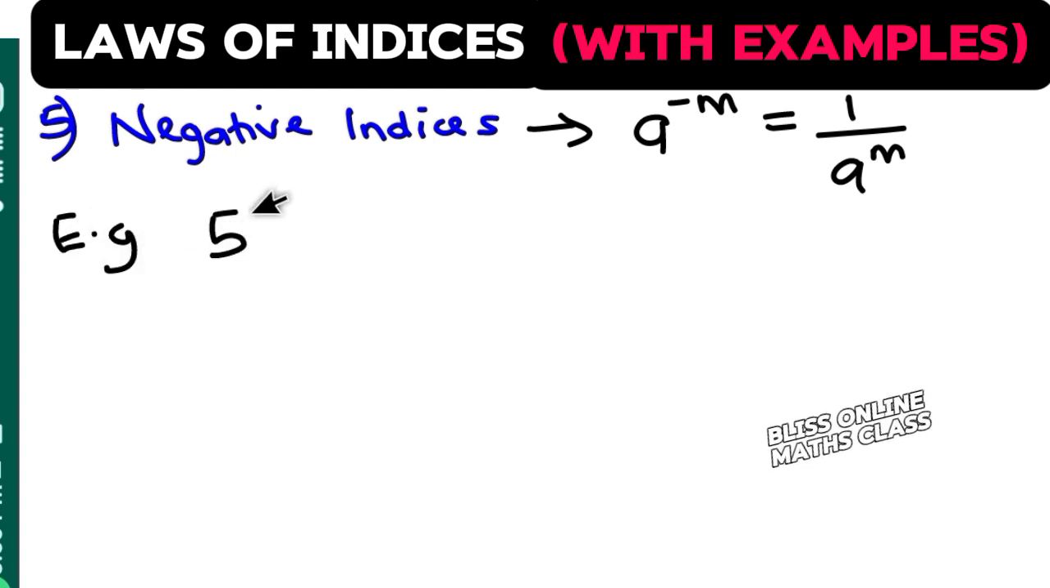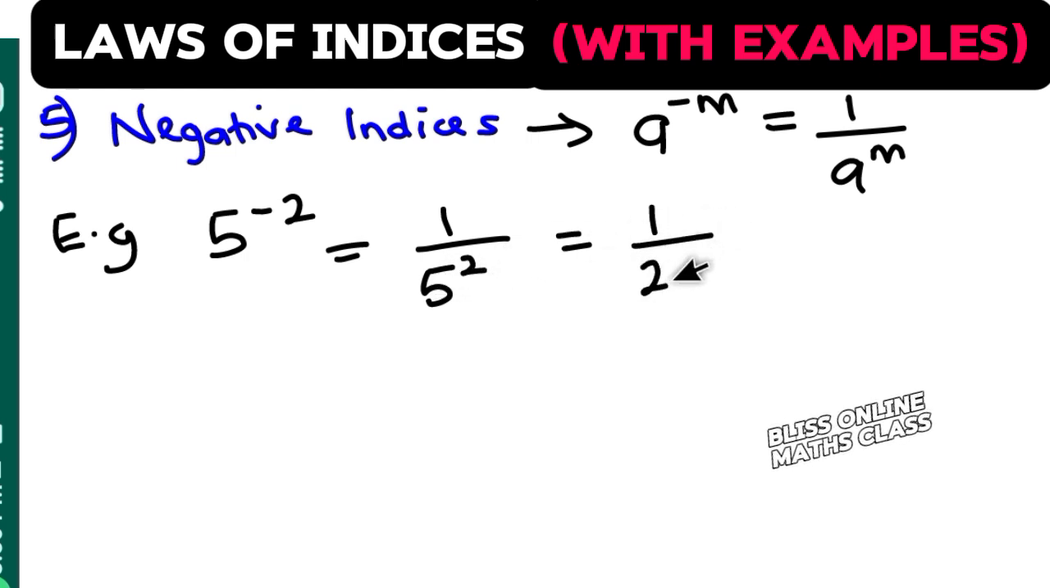5 raised to power minus 2. This is equal to 1 over 5 raised to power 2, and 5 raised to power 2 is 5 times 5, which is 25. So our answer is 1 over 25.